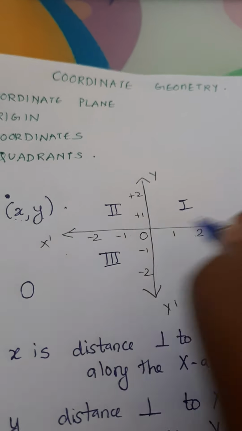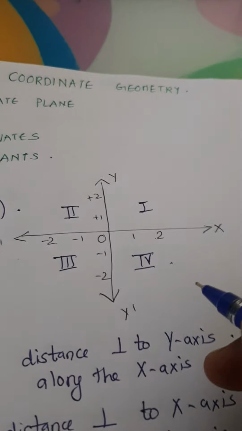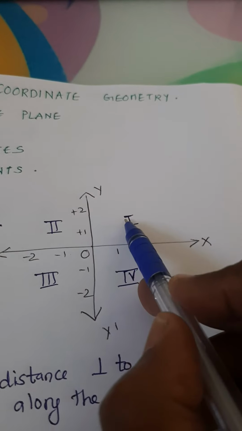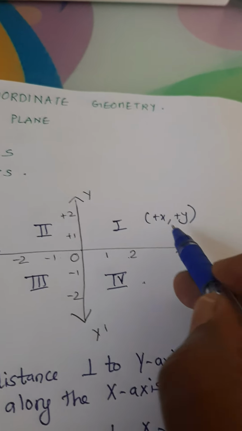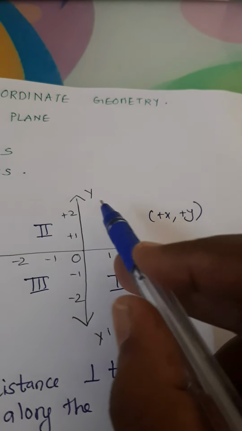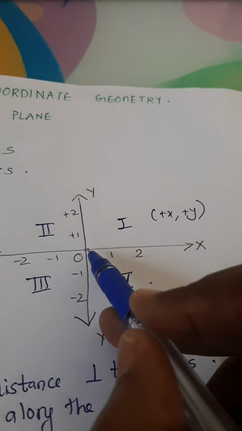I had told in the last video that both the x-axis and the y-axis divide the entire coordinate plane into 4 different quadrants, that is 4 different regions. So they are named the first, second, third quadrant and the fourth quadrant. In the first quadrant, all the coordinates will be of the form plus x comma plus y, as they are formed by the points in between the positive x-axis and the positive y-axis, correct?